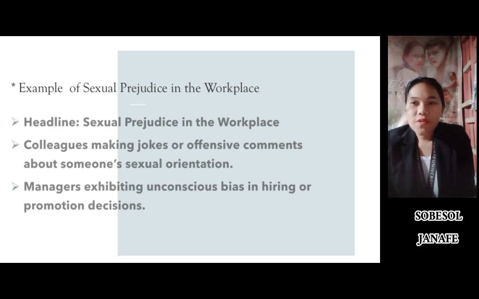Example of sexual prejudice in the workplace. Headline: sexual prejudice in the workplace. Colleagues making jokes or offensive comments about someone's sexual orientation. Managers exhibiting unconscious bias in hiring or promotion decisions.